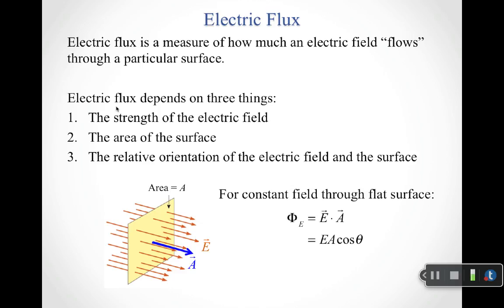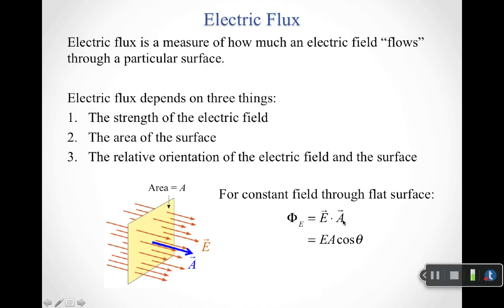And so in its simplest form, I can take care of all three of these parameters by calculating the electric flux for a constant field through a flat surface in the following way. It's simply going to be the dot product of the electric field vector with the area vector. So a couple things here. One, we're saying we've got a constant field. So this electric field vector, you can notice these lines all point the same direction and are evenly spaced. So here's my constant electric field.